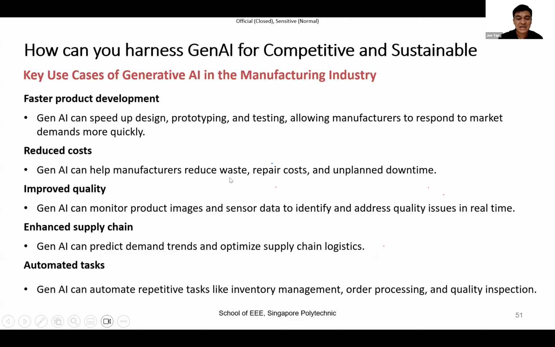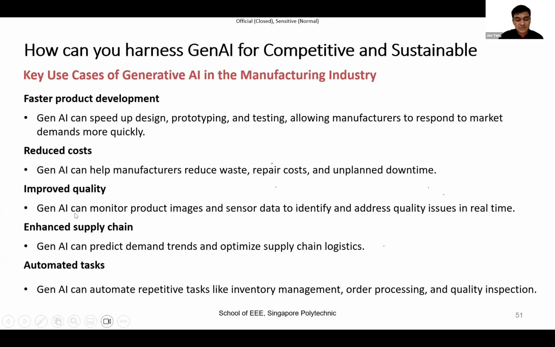Okay, so with AI in manufacturing industries, we can have faster product development because Gen AI can generate product designs and prototypes very fast. It can even do testing also. And it can reduce cost. With Gen AI today, you can reduce wastage and repair costs, and it can help manufacturers predict problems so that it can reduce plant downtime.